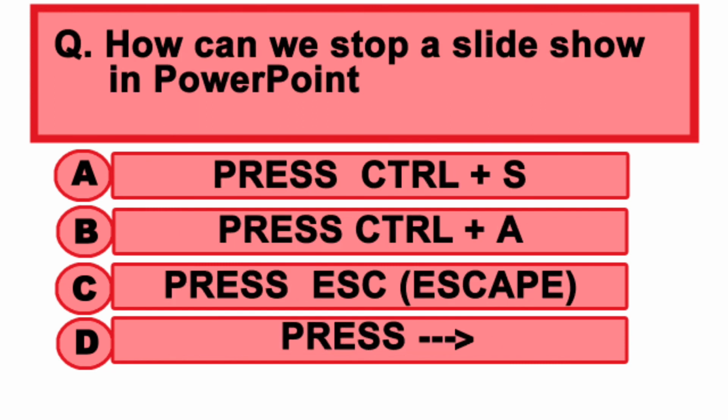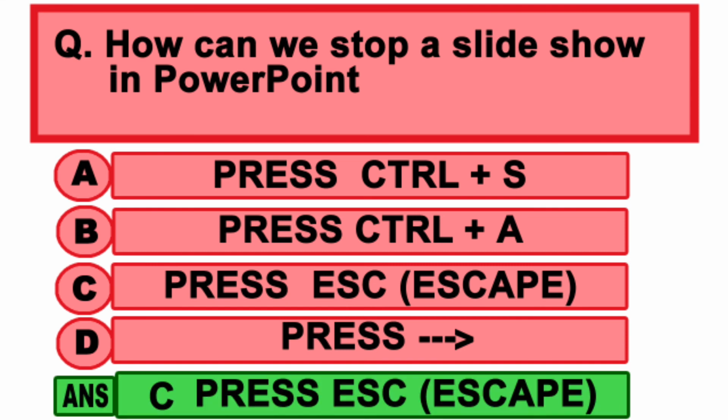How can we stop a slideshow in PowerPoint? The options are A. Press Ctrl S, B. Press Ctrl A, C. Press escape button, D. Press the right arrow. The correct answer is answer C. Press escape button.